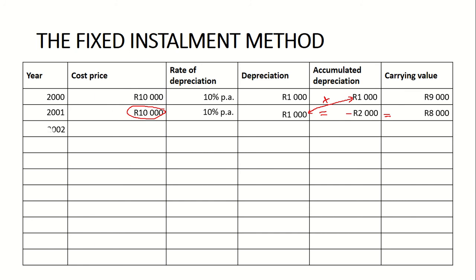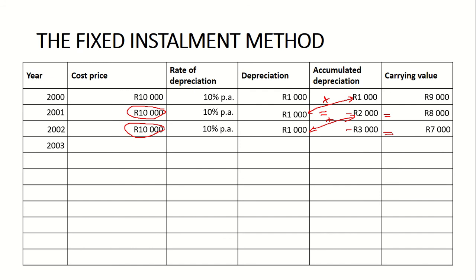For 2002, my cost is still the same, which is 10,000. My depreciation rate is still the same, which is 10%. 10,000 multiplied by 10% will give you 1,000. Now my accumulated depreciation has changed. You will add 1,000 rand with 2,000 rand, it will give you 3,000 rand. To get the carrying value, you simply take the cost price of the asset, you minus the accumulated depreciation of that asset. It will give you a carrying value of 7,000 rand.